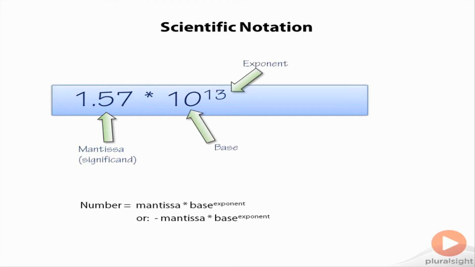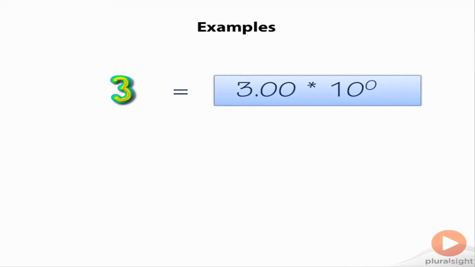Let's just show you a couple of other examples of how to write numbers in scientific notation, just to make sure we understand the principle. Let's start really simple and look at the number 3. Now remember, 10 to the 0 is just 1, so we can write 3 as 3.00 times 10 to the 0. I'm putting 3 digits in the mantissa just for the sake of picking a number of digits that is consistent in all the examples, but it doesn't actually really matter how many I put in.